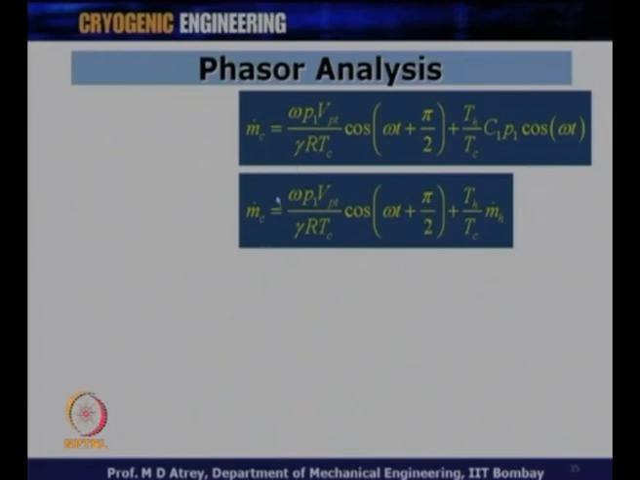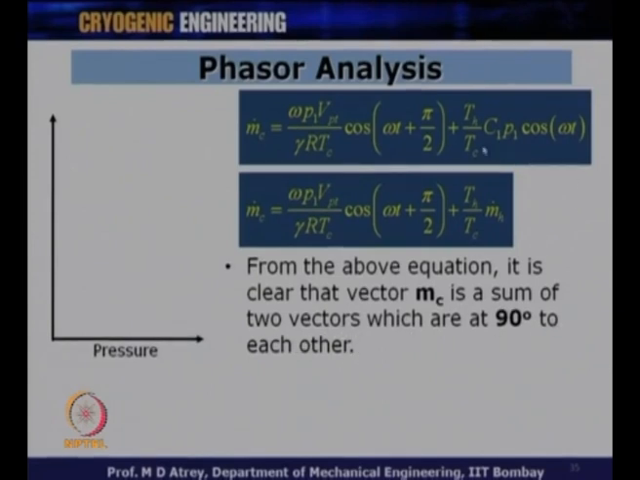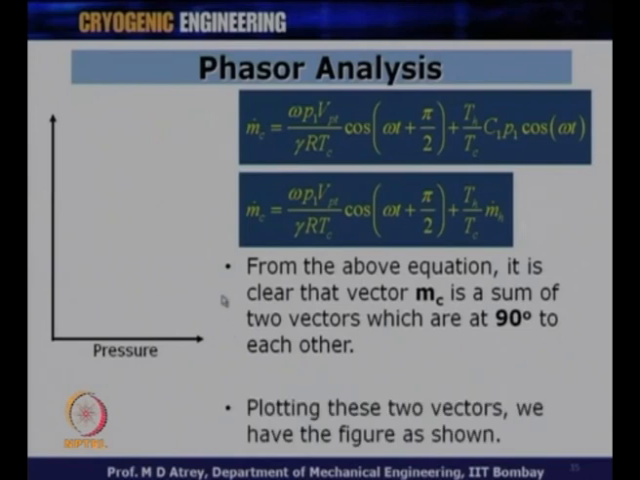So, in order to calculate m dot c, I have two terms: one which is always in the direction of pressure, which is m dot h, and a second term at a 90-degree angle to it. So, from the above equation, it is clear that the vector m dot c is a sum of two vectors which are at 90 degrees to each other. Is it clear? This term is in line with the pressure axis, and this term is at 90 degrees to it. If I say pressure is on this axis, plotting these two vectors, we have the following figure.